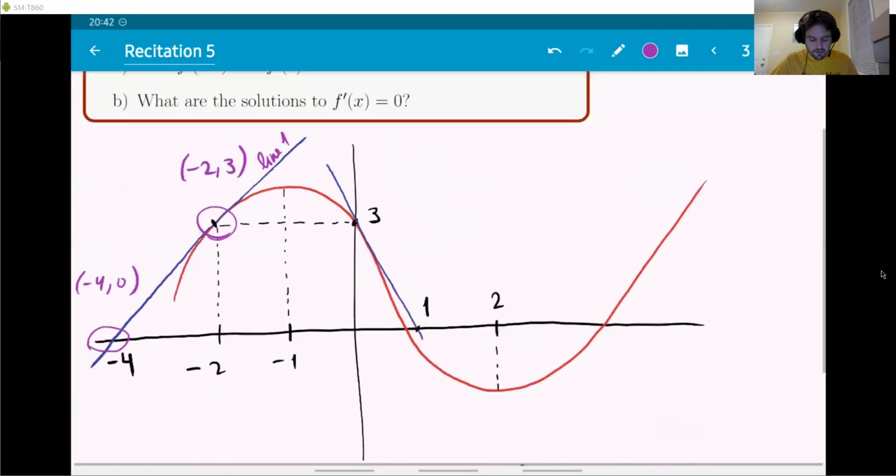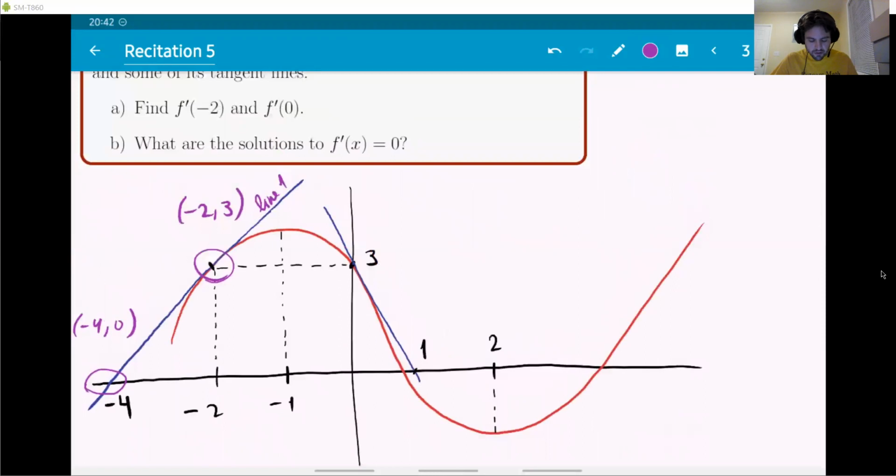I will leave this to you. How are you going to find f prime of 0 here? Well, the tangent line at 0 is this other line here, going through this point, and again, it's showing you a point on the x-axis where it goes through. So by using those two, you should be able to find the slope. I'm going to move on to item B now.